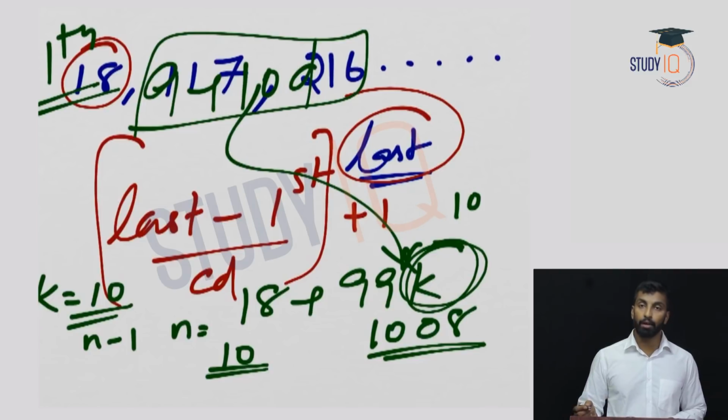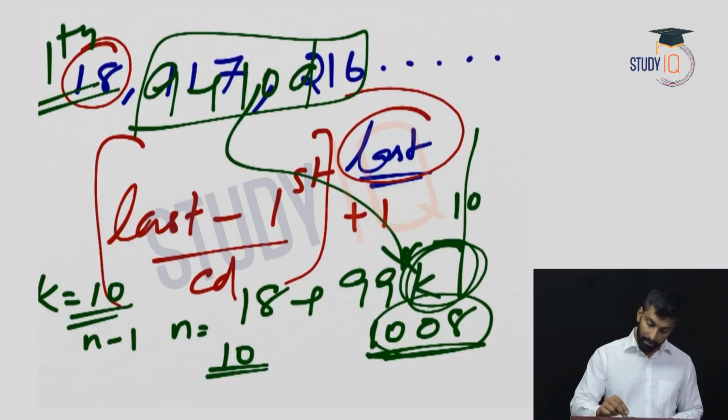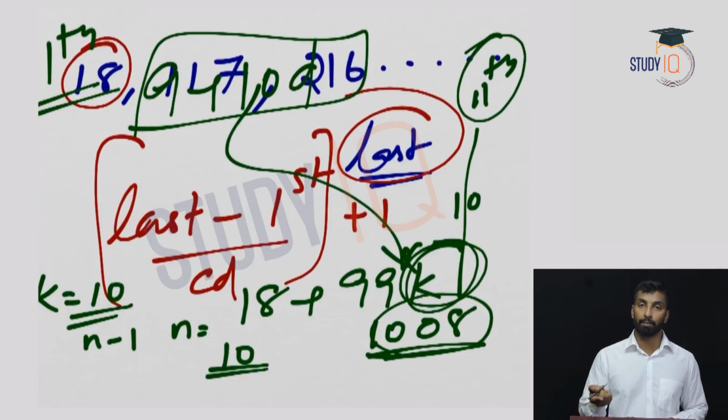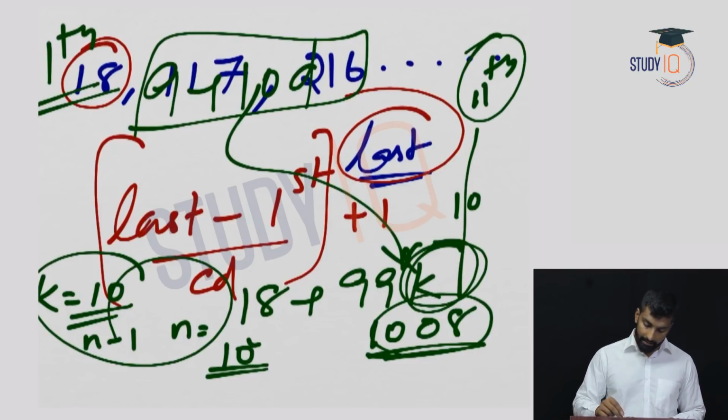I put k is equal to 10. What I am actually getting, 1008, is actually the 11th term. So the 11th term is not possible. So the previous will be possible. That's why I wrote the answer is 10.